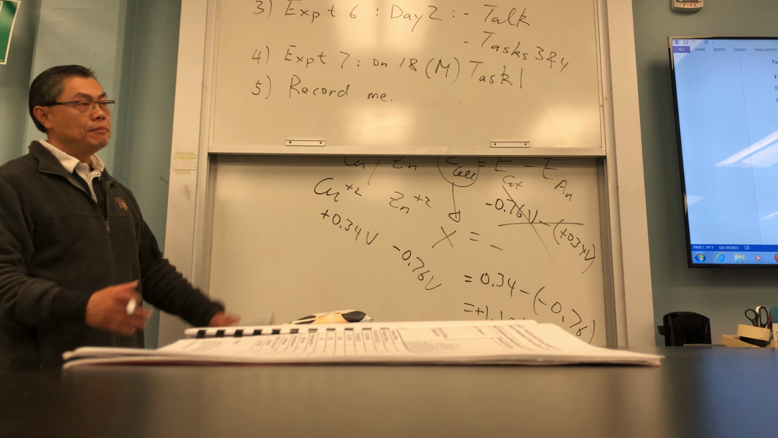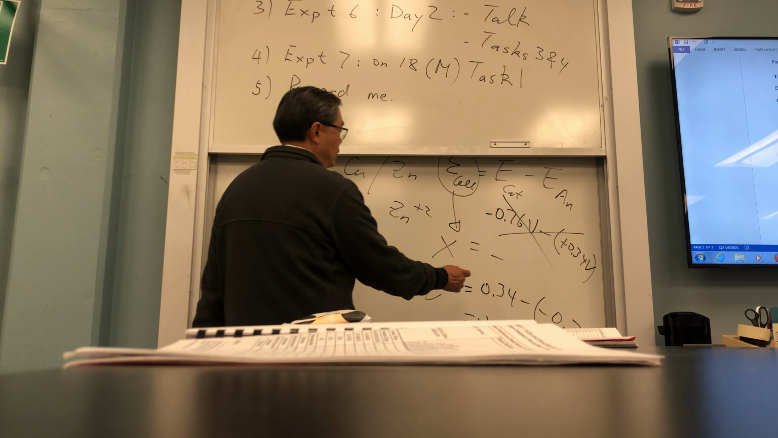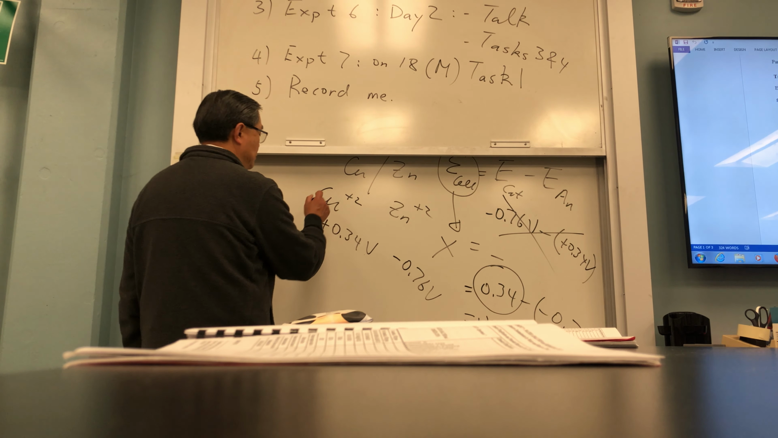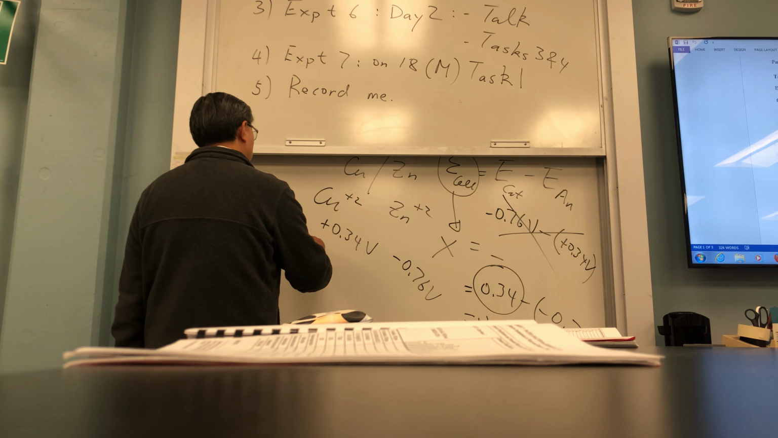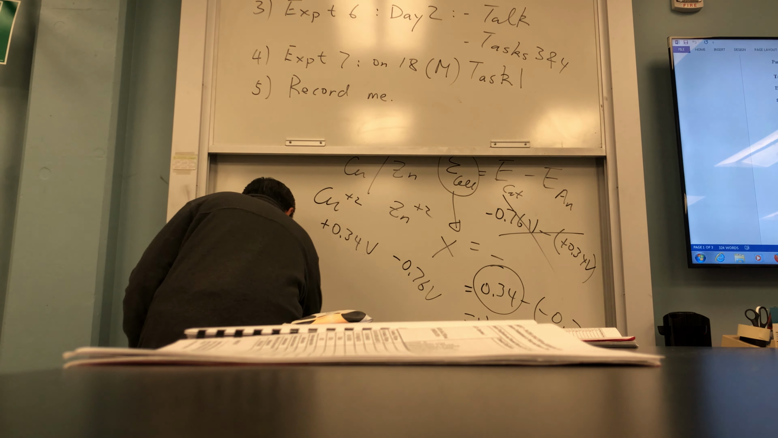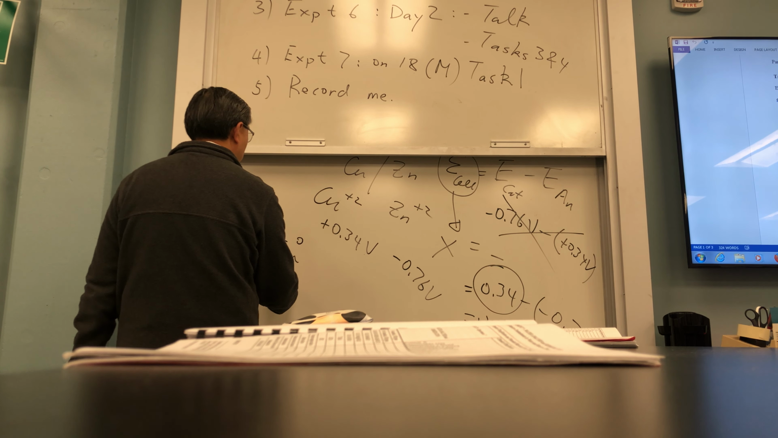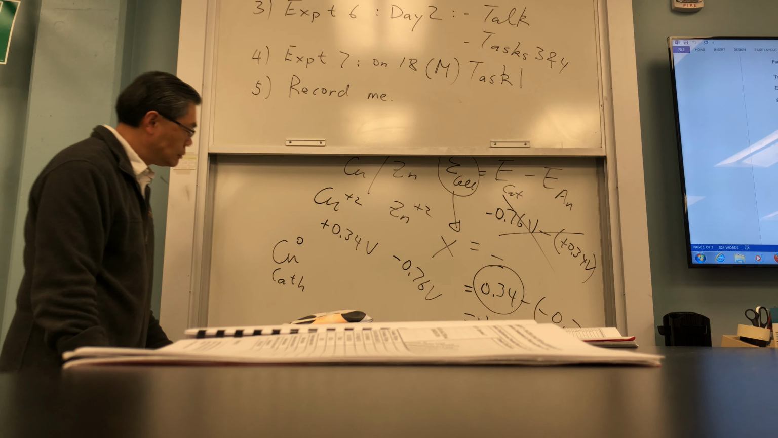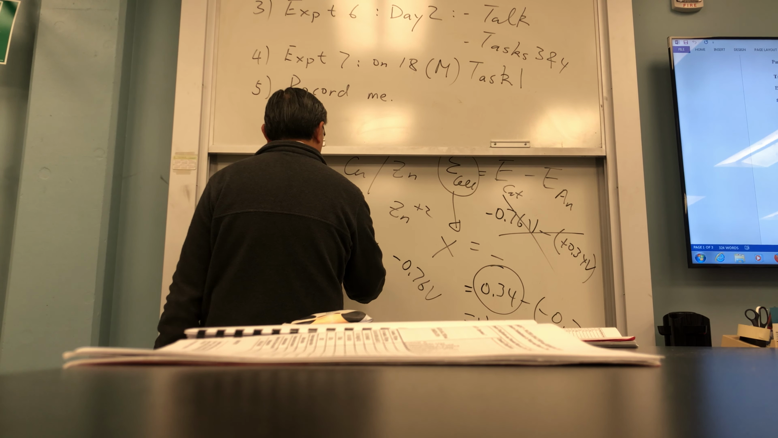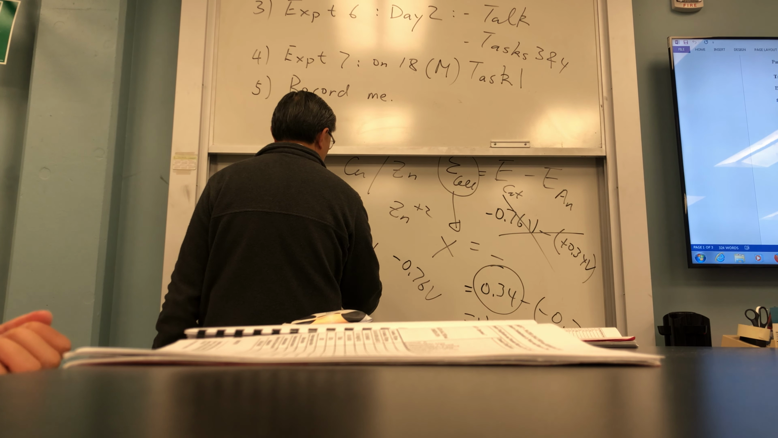So now from the table value, we know which one is cathode and which one is anode. So which one is cathode? The 0.34. Who is 0.34? That is copper. So copper metal is the cathode. Zinc is the anode.